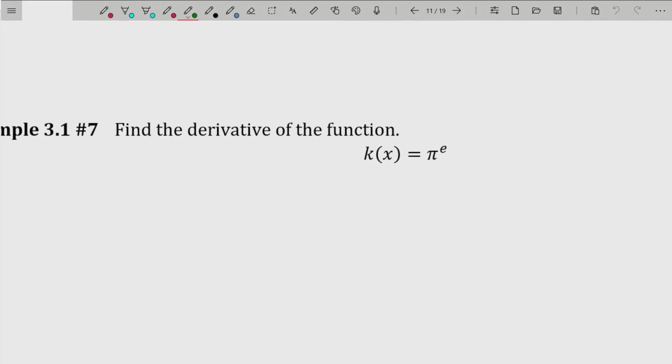k of x is equal to pi to the e-th power. Something you should note about that. Is there an x? There's not even an x in that function. This is just some number. It is a constant. So be very vigilant, hyper aware. Don't just run through mathematics without thinking. Look at that and go, oh, that's just some number. It's just a constant. And the derivative of a constant is always 0.